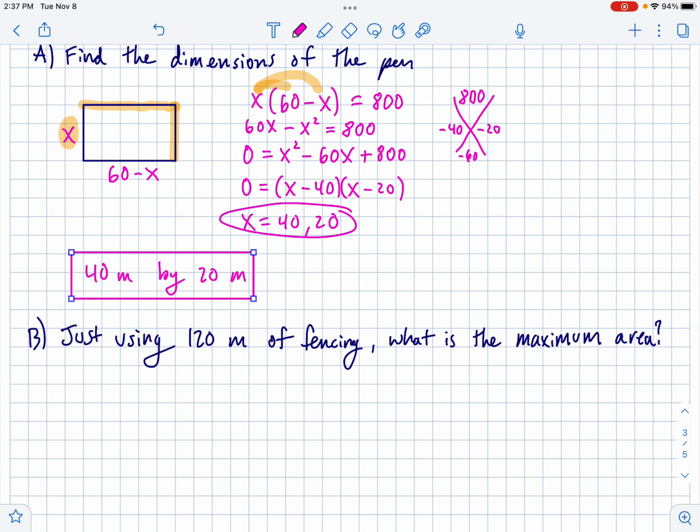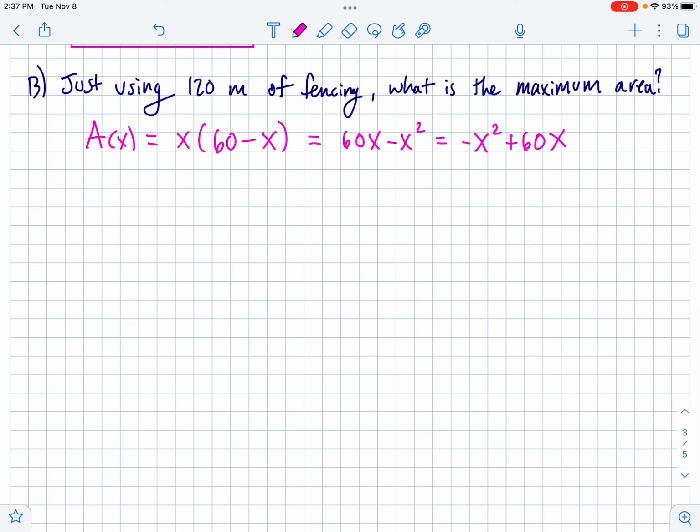That part's done. Now, part B says, just using the 120 meters of fencing, what is the maximum area? So if I write a little equation for this, I shouldn't use f. We're finding the area of the pen. So we say area of x is x times 60 minus x. If you multiply that out, you get 60x minus x squared, which in standard or general form is negative x squared plus 60x. Now, if you're just given this equation and asked to find the maximum, maximums happen at the vertex.